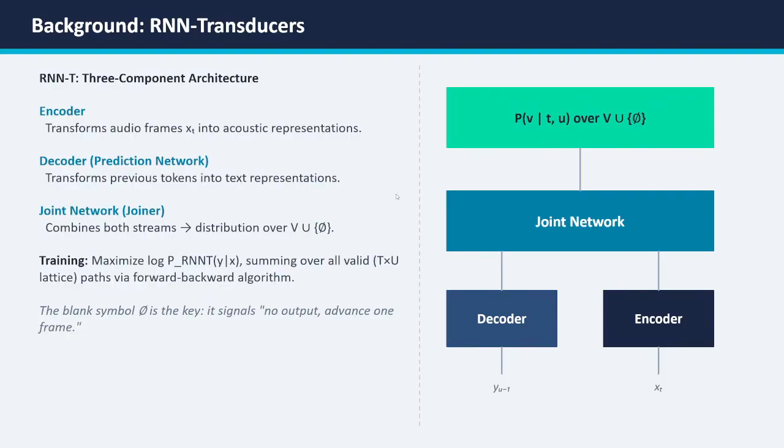During training, we use the forward-backward algorithm to sum over all possible alignment paths. The most critical element here is that blank symbol. It essentially tells the model, output nothing for this time step, and advance to the next audio frame. This design is exactly what allows RNNT to handle inputs and outputs of varying lengths.